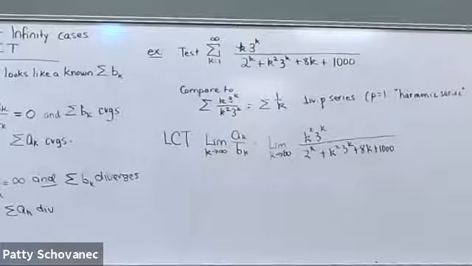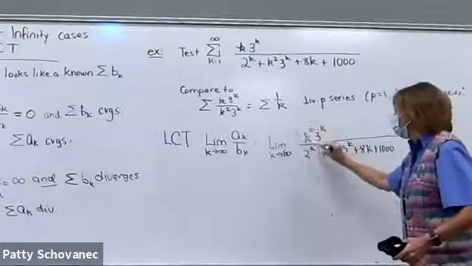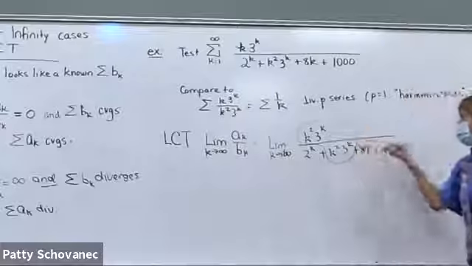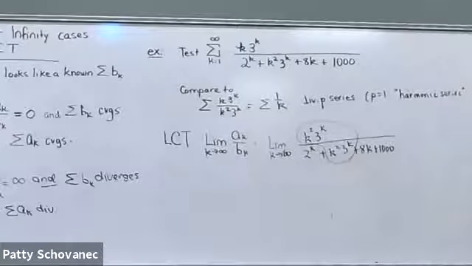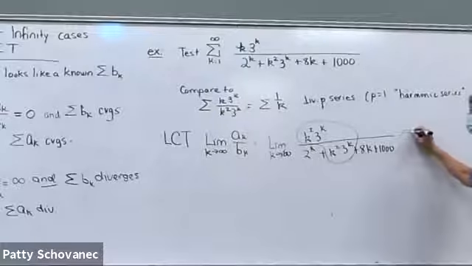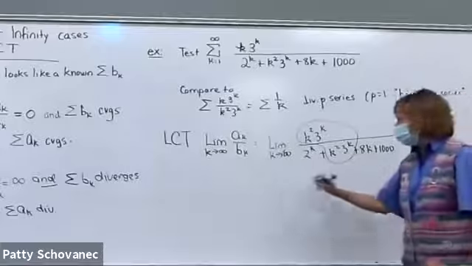Can you tell what that limit is? 0. Not really, bigger on the bottom. The highest power, top and bottom, follows these guys. So in the long run, those two are the ones pulling in the same direction. The ratio of their coefficients would be the limit. So it's 1. I get a positive finite limit, so both series do the same.